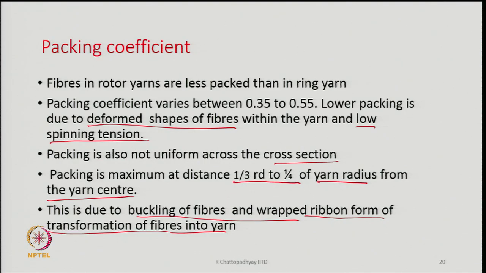In the case of ring spinning, a flat ribbon is twisted, but in the case of rotor yarn, it is not really a flat ribbon. It may take a triangular shape within the rotor groove, the bundle of fibers, and then that is twisted. So, there is a chance that the buckling phenomenon could be there because many fibers are actually buckled and deformed. The other thing is that the wrapped ribbon form of twisting also may be possible when the bundle of fibers is transformed from a bundle to a twisted yarn.